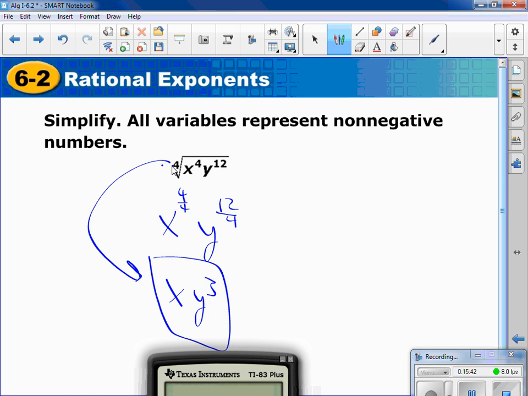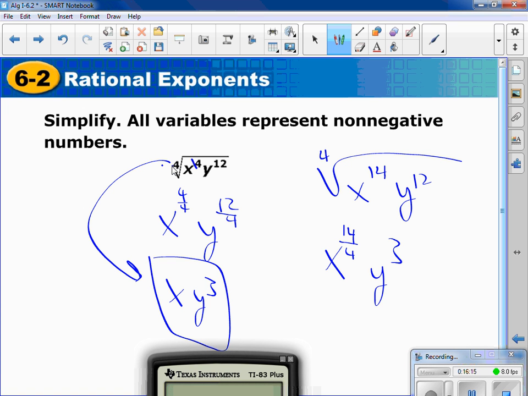If by chance this was a 14, if I had this problem, what's different now? We don't put decimals as an exponent. We're going to have a fraction. So I have x to the 14 fourths y cubed. But what does 14 fourths mean? 7 halves.